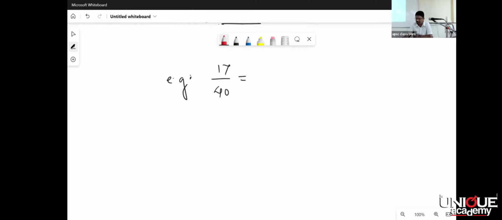Okay. So here, 17 upon 40. You can divide 17 by 4 first and then shift the decimal point one place to the left. Otherwise, 40 has factors.